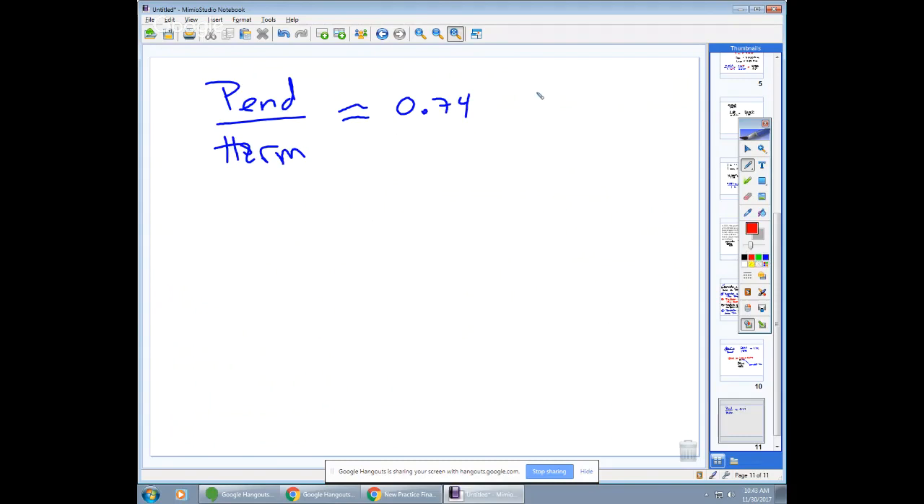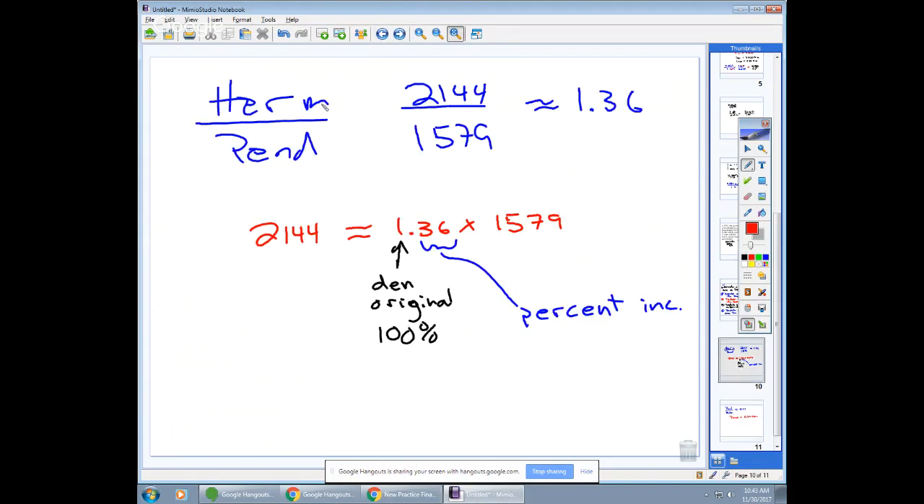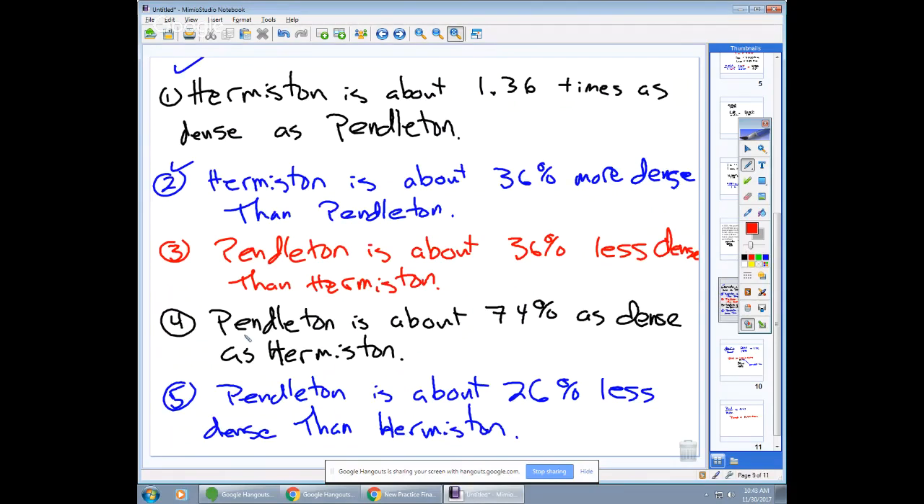If I bring Hermiston to the other side, that means literally Pendleton is equal to 74% of Hermiston. And that was that statement I wrote right here, number 4. Pendleton is about 74% as dense as Hermiston. So take Hermiston's density, multiply it by 0.74, that's going to give us Pendleton's density.